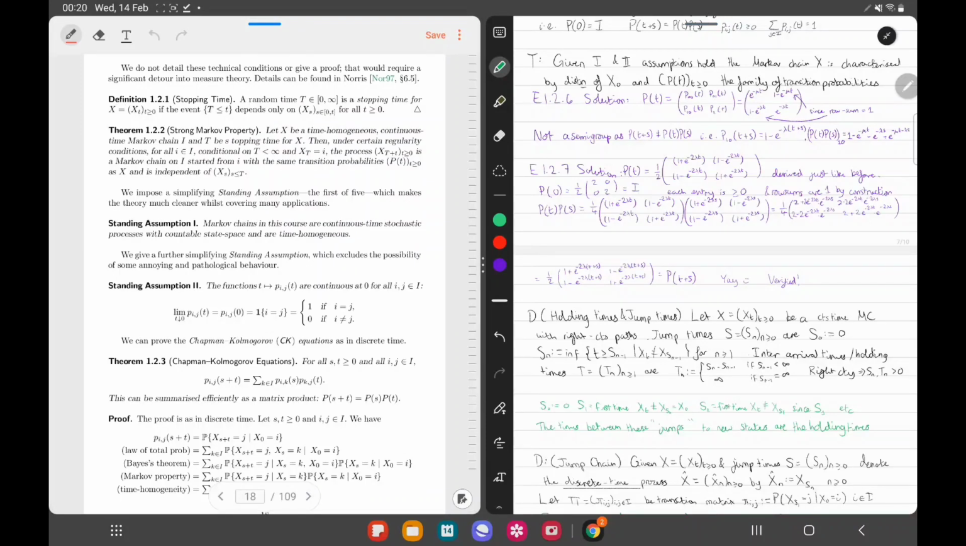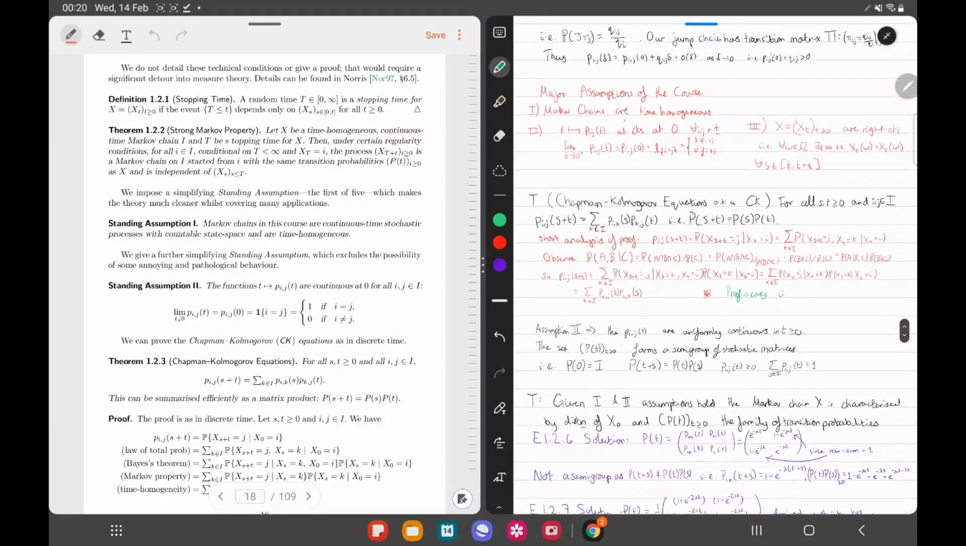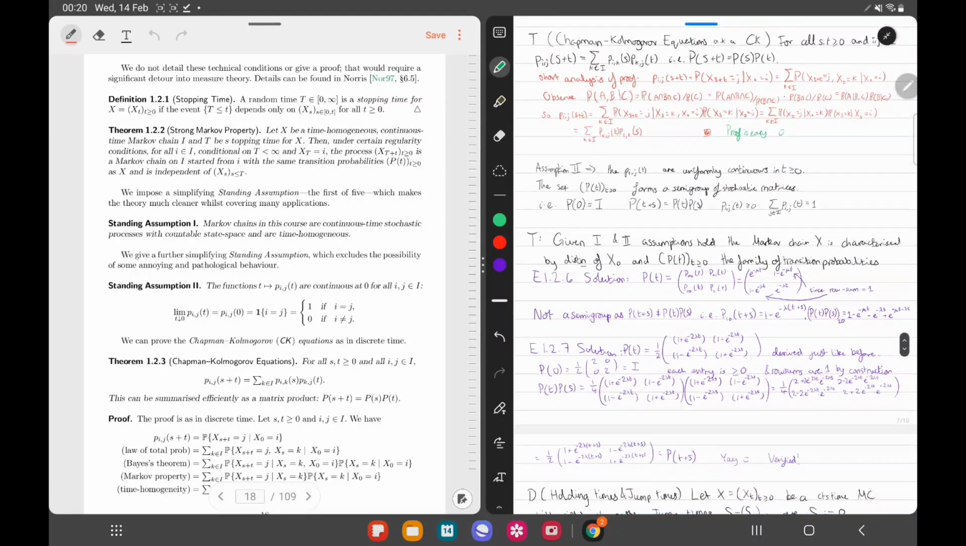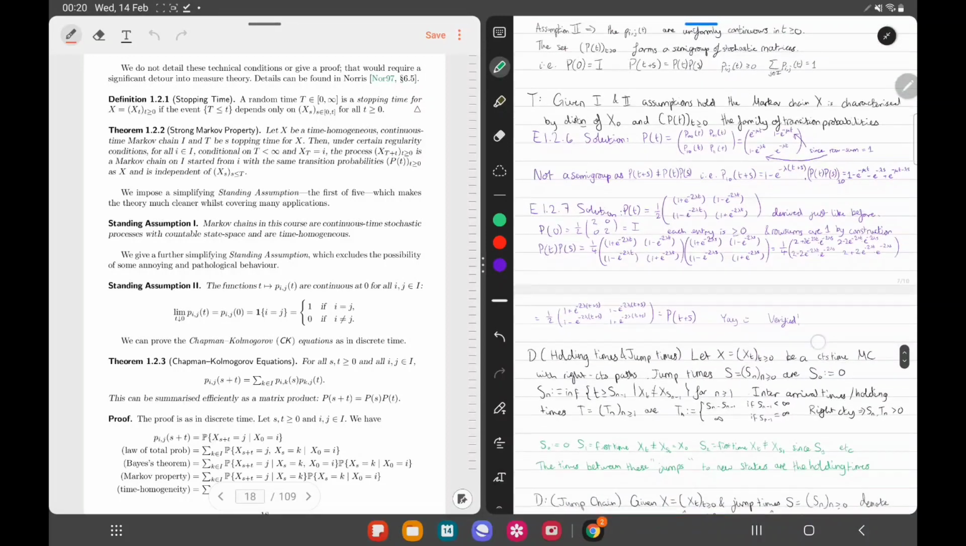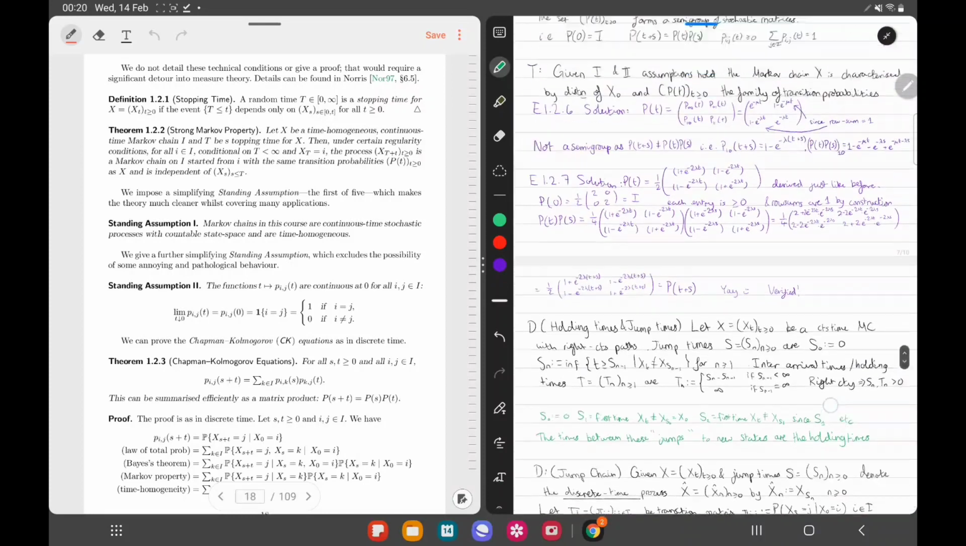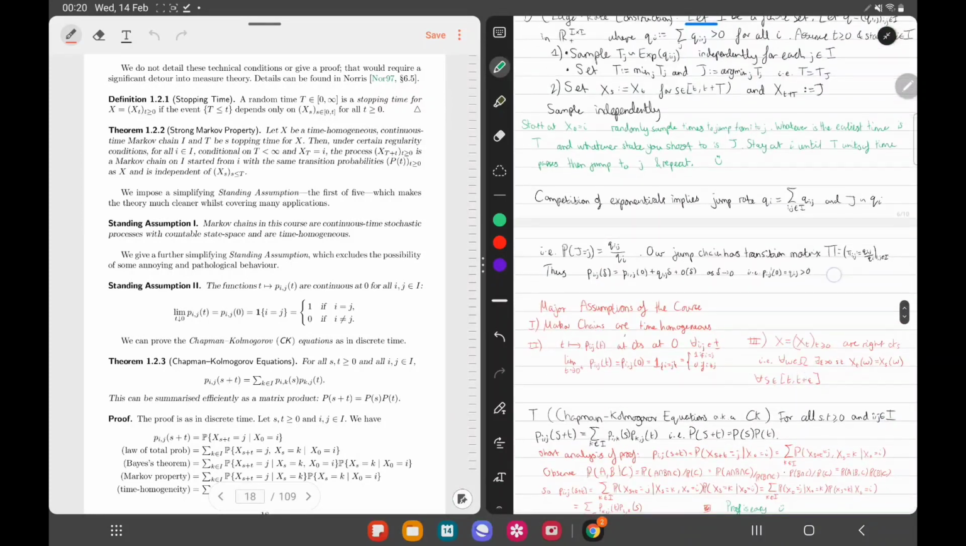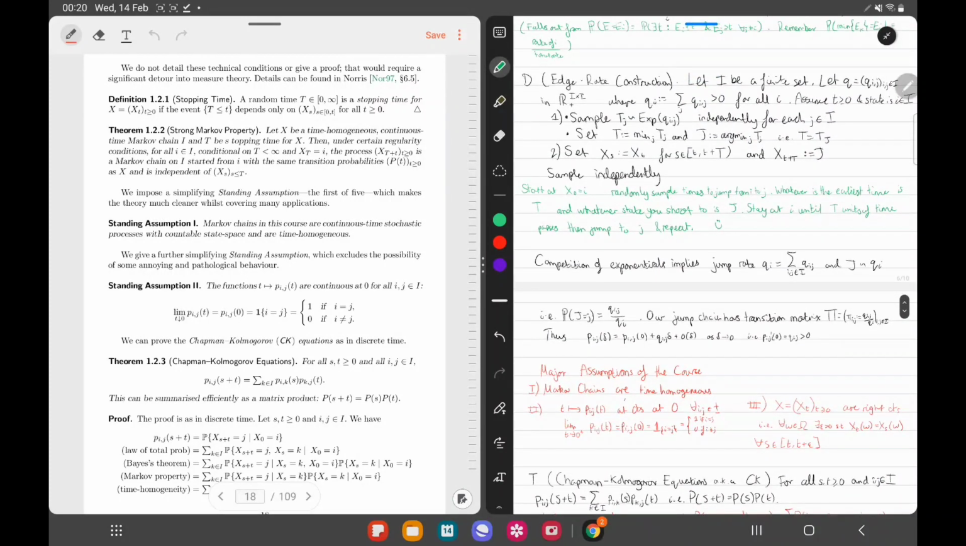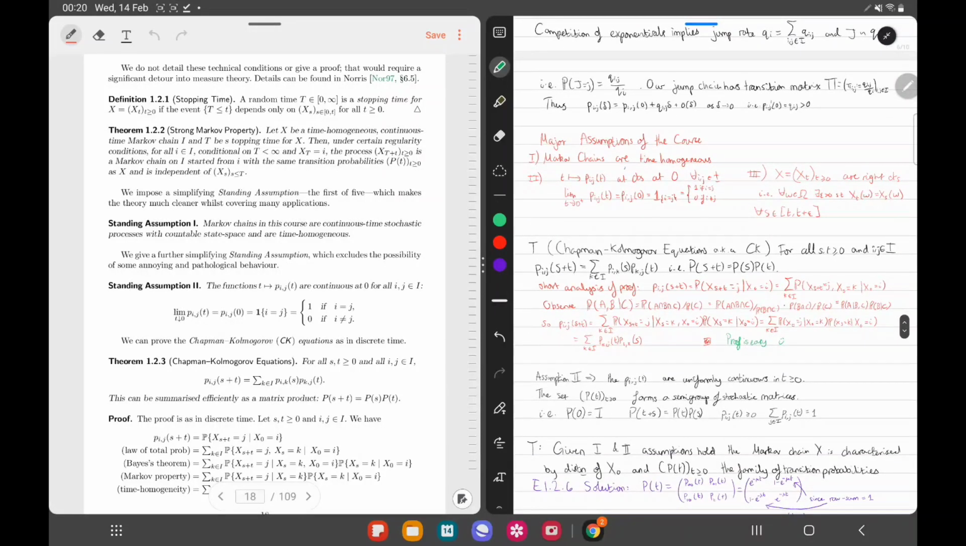Stopping times are defined exactly the same way. Strong Markov properties are defined exactly the same way, depending on stopping times all over again. What else is there? Okay. Chapman-Kolmogorov, holding times, jump times. Wait, no, that's not what I want to do here. Okay, Chapman-Kolmogorov equations. That's literally just a matrix multiplication.